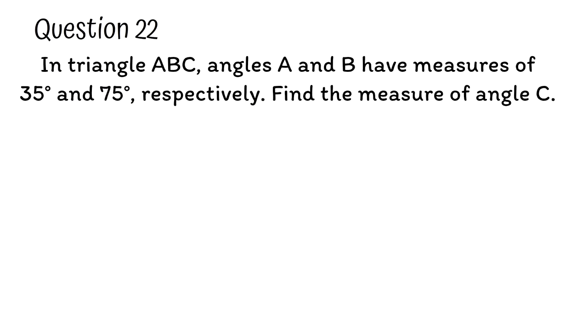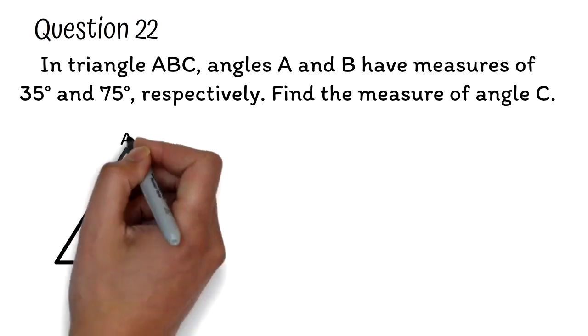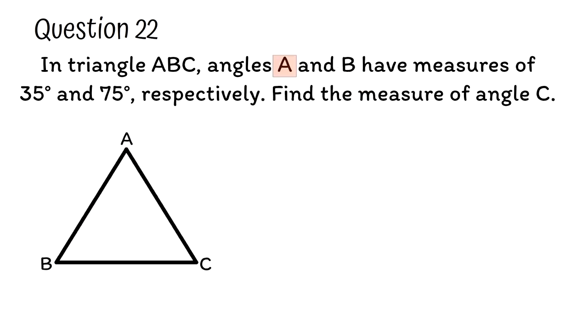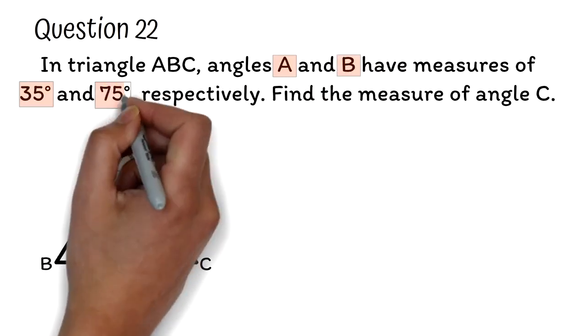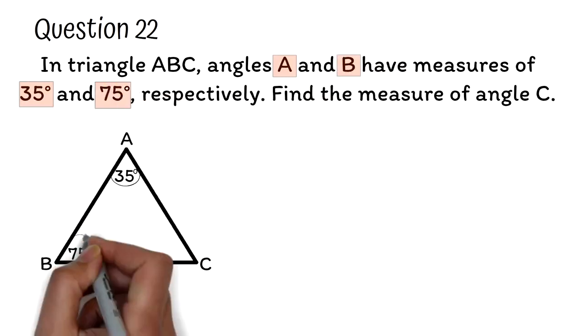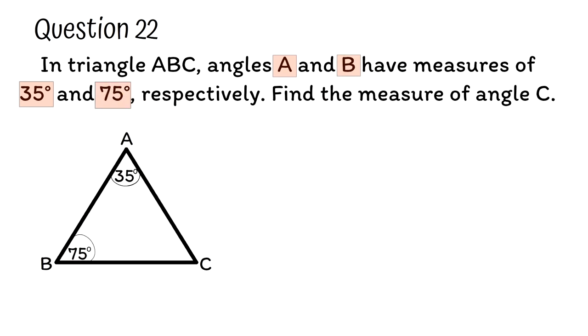Question 22. In triangle ABC, angles A and B have measures of 35 degrees and 75 degrees, respectively. Find the measure of angle C. With question of this kind, it's always good to have a pictorial view of the information given. Draw a triangle ABC. The angle of A is given as 35 degrees, and the angle of B is 75 degrees. Since angle C is not given and we are to find it, put angle C to be x.